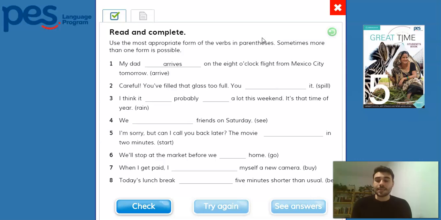Number 2, let's see. Careful, you fill that glass too full. You, and then I've chosen, you are going to spill it. Okay, so this is one of the possibilities. Number 3, I think it will probably rain a lot this weekend. It's that time of the year, right?